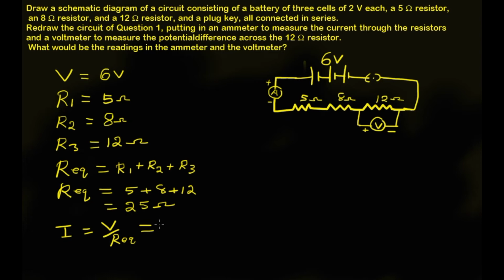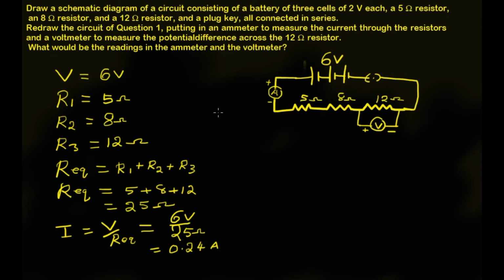So the total current in the circuit is 6 volt divided by the total resistance 25 ohm, that is equal to 0.24 ampere. So the total current in the circuit is 0.24 ampere. So that is the first part of the question.